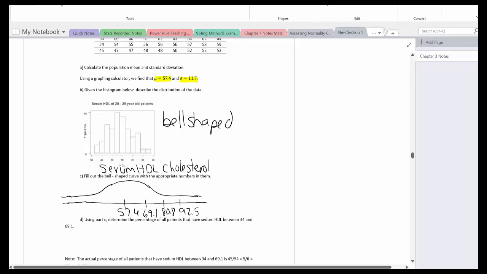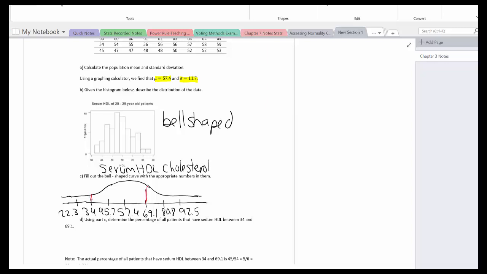Going from the left side of the mean, I will now subtract the standard deviation from the mean, and I get 45.7, 34, and 22.3. So there's our bell curve with the appropriate numbers. Okay, Part D. Using Part C, determine the percentage of all patients that have serum HDL between 34 and 69.1. So that's going to be this particular region.